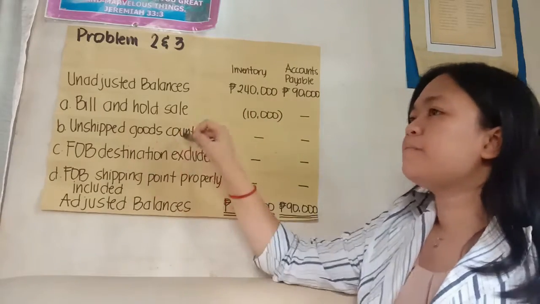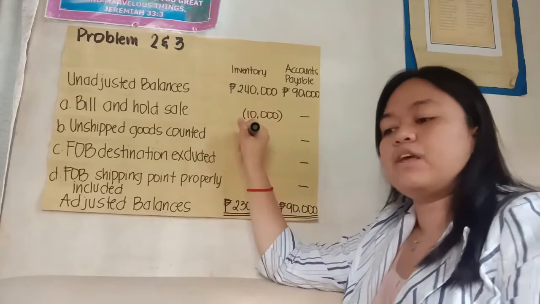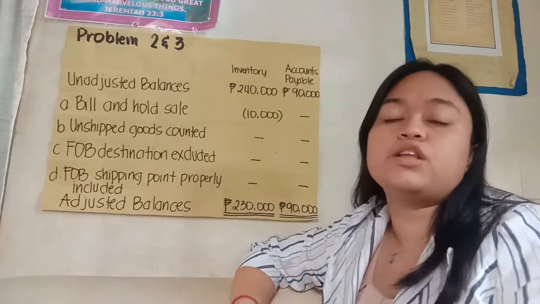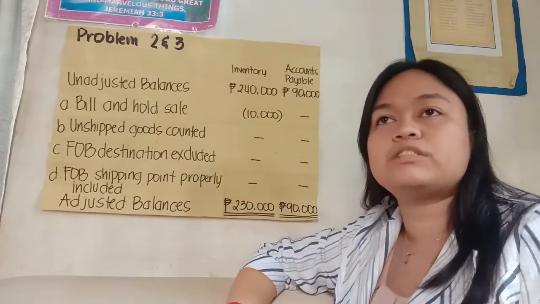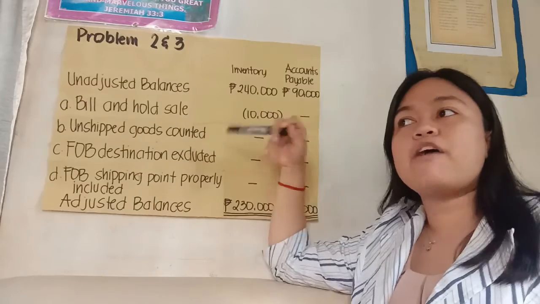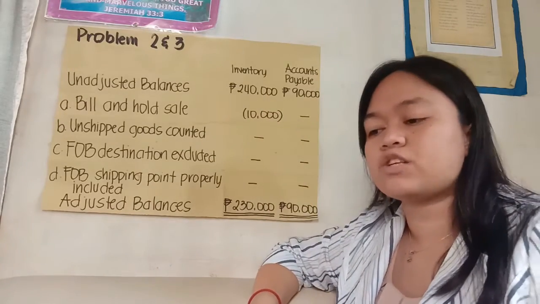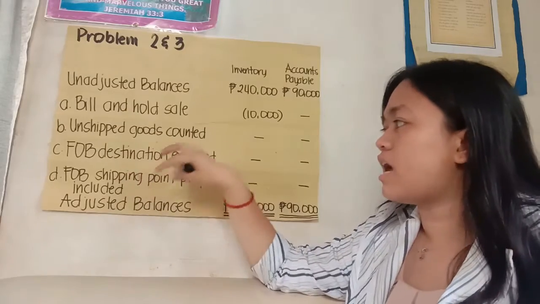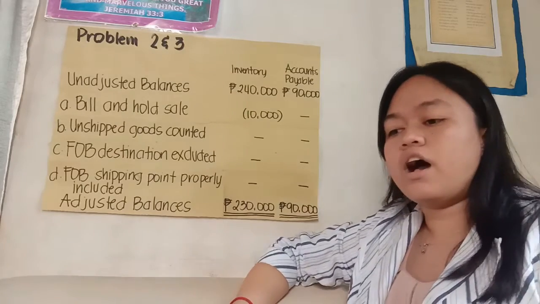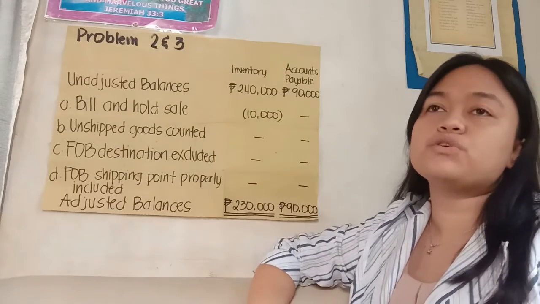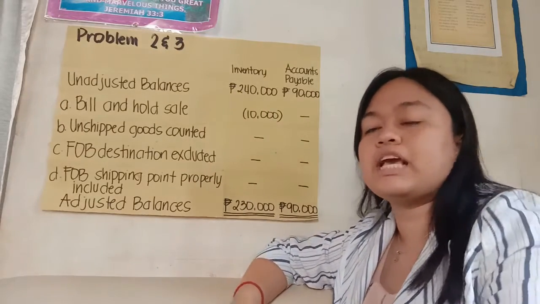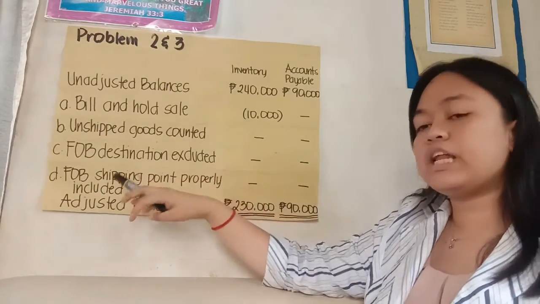Next, B, the unshipped goods counted. We don't have any entry with that because the package was shipped and the customer was billed on January 4, 20x2, which is 4 days after the inventory date, December 31, 20x1. Then C, FOB destination excluded. It was received and recorded on January 5, 20x2, so it will not be included in the December 31 inventory. Then D, goods FOB shipping point properly included.